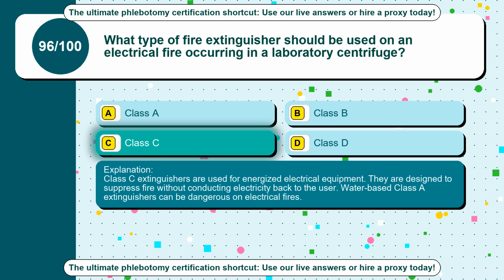Class C extinguishers are used for energized electrical equipment. They are designed to suppress fire without conducting electricity back to the user. Water-based Class A extinguishers can be dangerous on electrical fires.